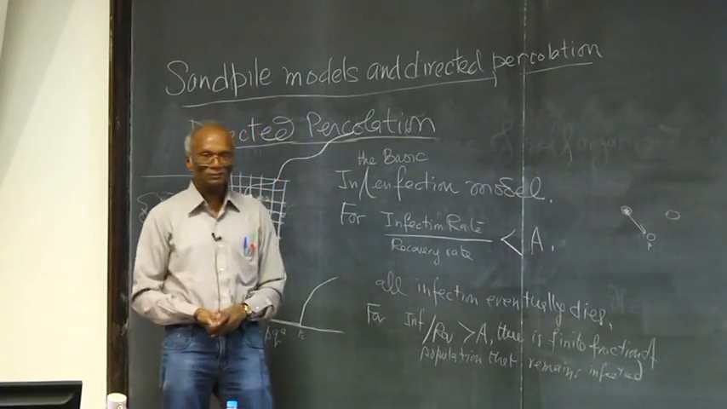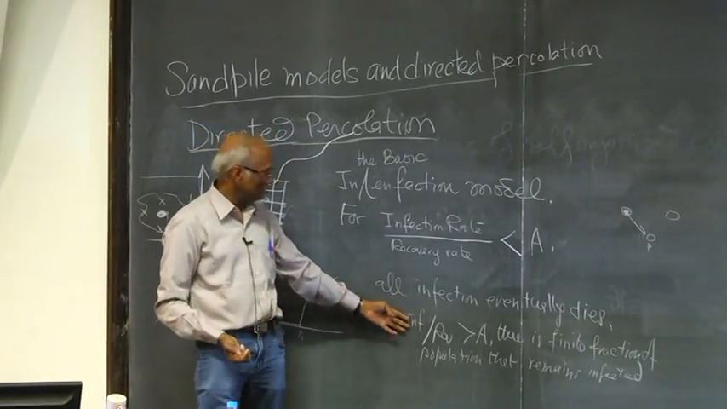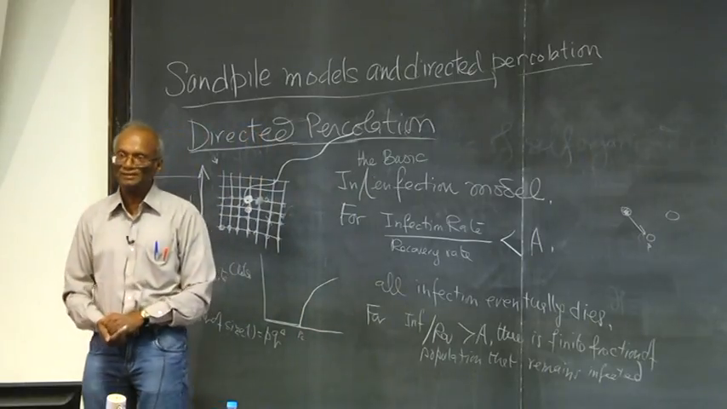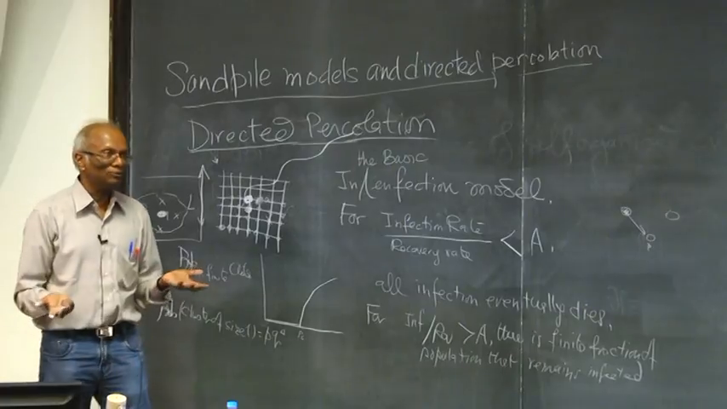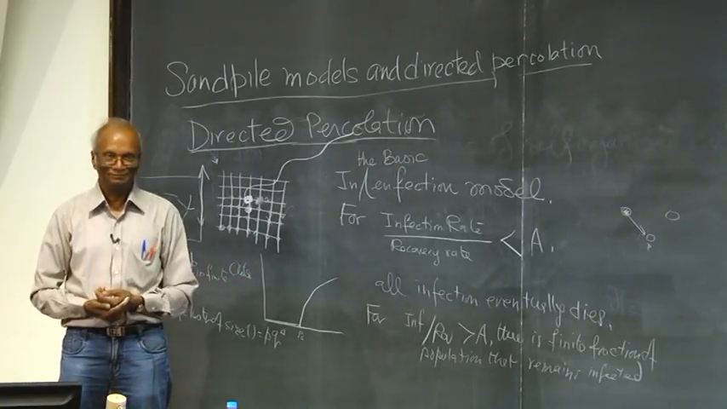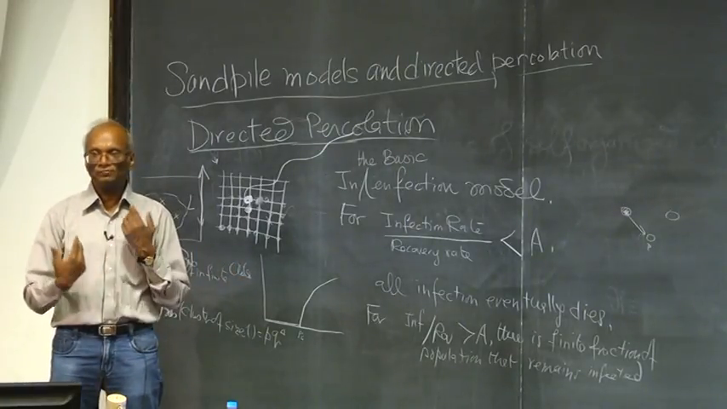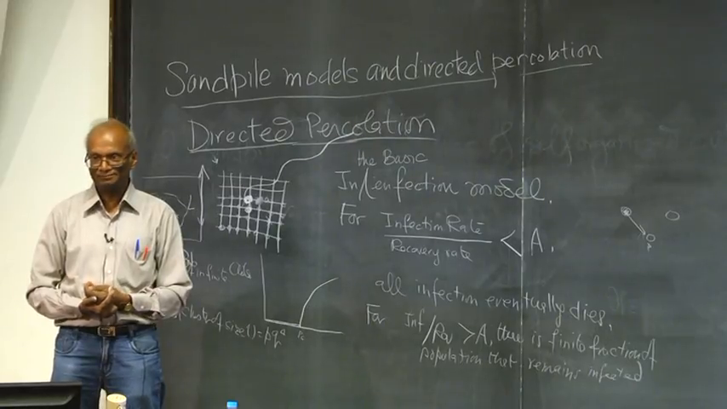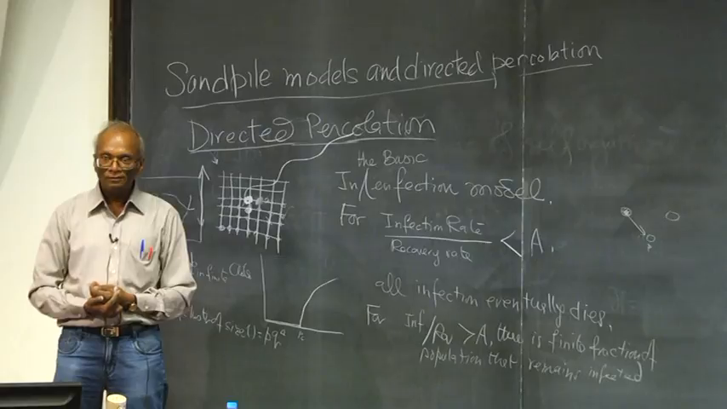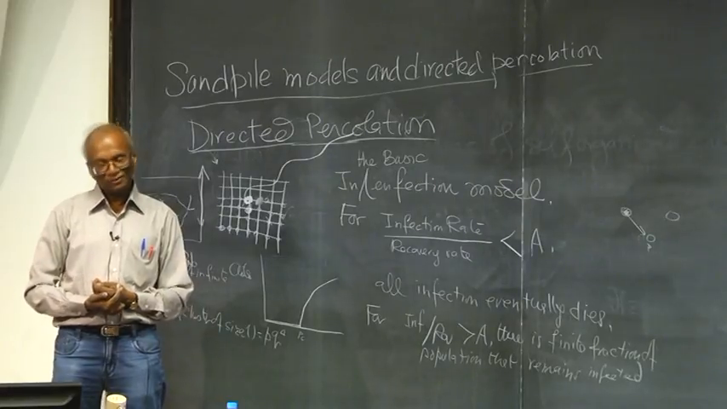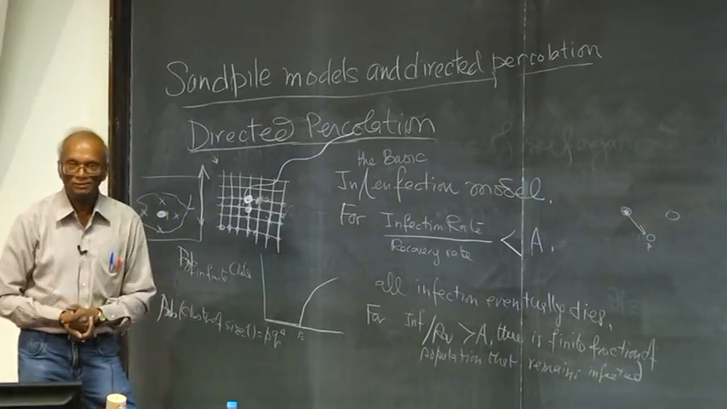So the state in which there is a finite infection is called the active state, and where there is no infection is called the dead state. There is nothing happening. And this is a transition between the active and absorbing state. So this I would expect will depend on the dimensionality of the lattice. Yes, everything depends on the dimensionality of the lattice.